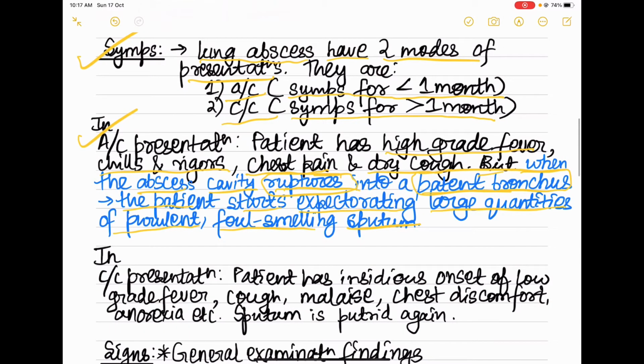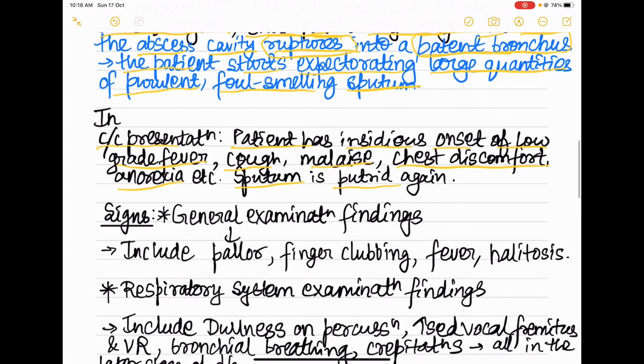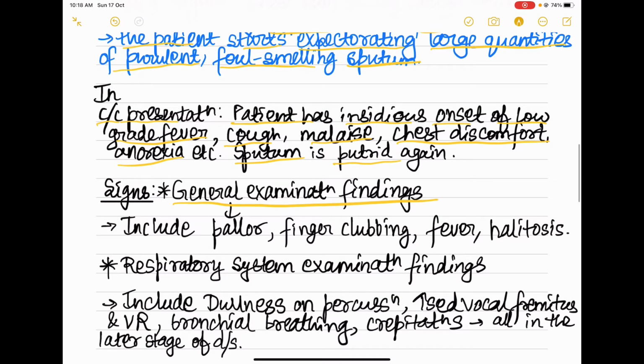Now coming to the chronic presentation, the patient has insidious onset of low-grade fever, then cough, malaise, chest discomfort and anorexia, that is loss of appetite for food, and sputum will also be produced, which is putrid again, that is foul smelling. Now coming to the signs, first on general examination we can see pallor, finger clubbing, fever, halitosis. Halitosis is basically bad breath, that is an unpleasant odor in the exhaled air.